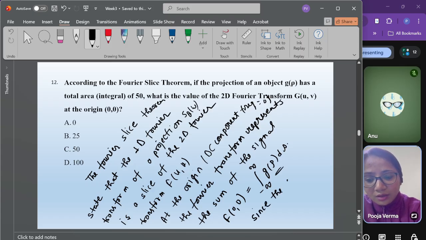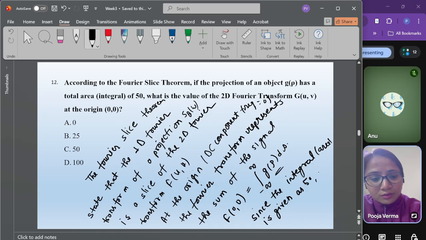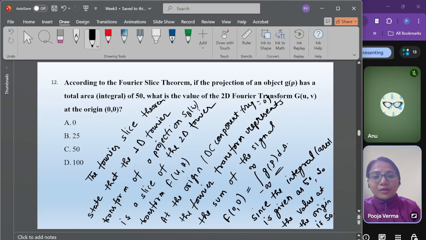Since the integral, that is the area, is given as 50, the value at the origin is 50 only. Okay, so option C is the correct answer for this question.